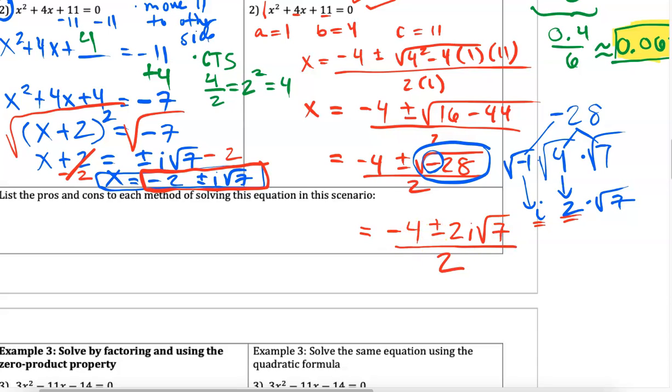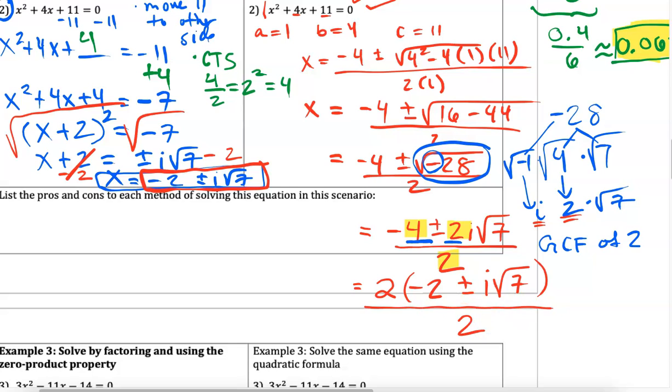We're almost done, but there is a common factor in the numerator and denominator, and so I will need to factor out a GCF. So I have a GCF of 2 in the numerator that I would need to factor out. So I'd take out the 2, and then the 4 would turn into a -2. This 2 would divide away, so I would just be left with i square root 7, and then all of that is being divided by 2, and then I could cancel those common factors of 2. And then I would end up with -2 plus or minus i square root 7.